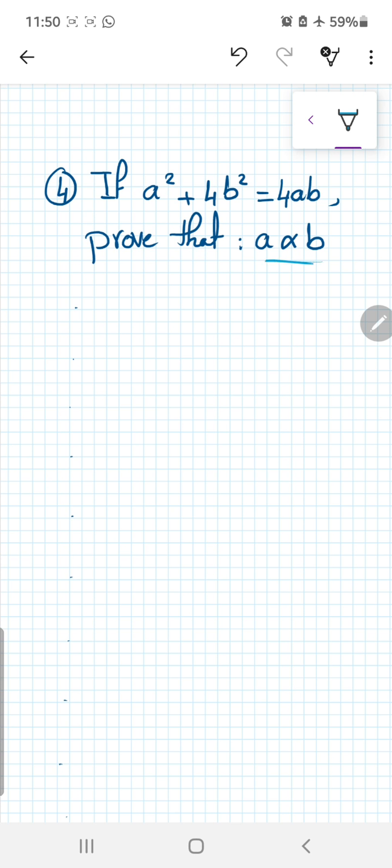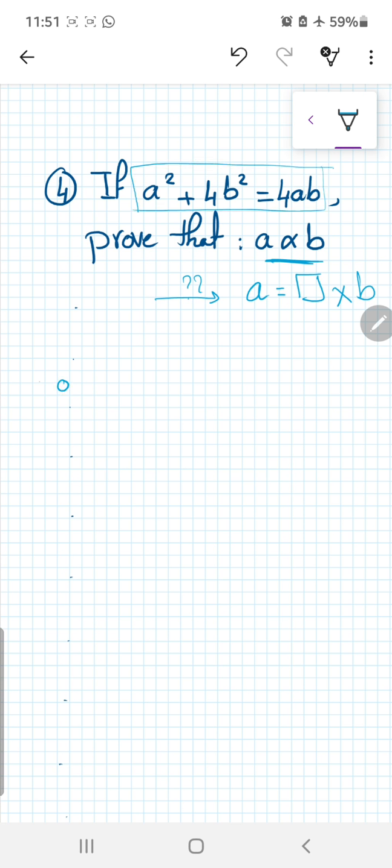What's the meaning of A varies with B? We want to prove that A equals a constant times B, any constant, any number. Again, we want to prove that A varies directly with B. So we want to prove that A equals any number times B. Here we have a relation.